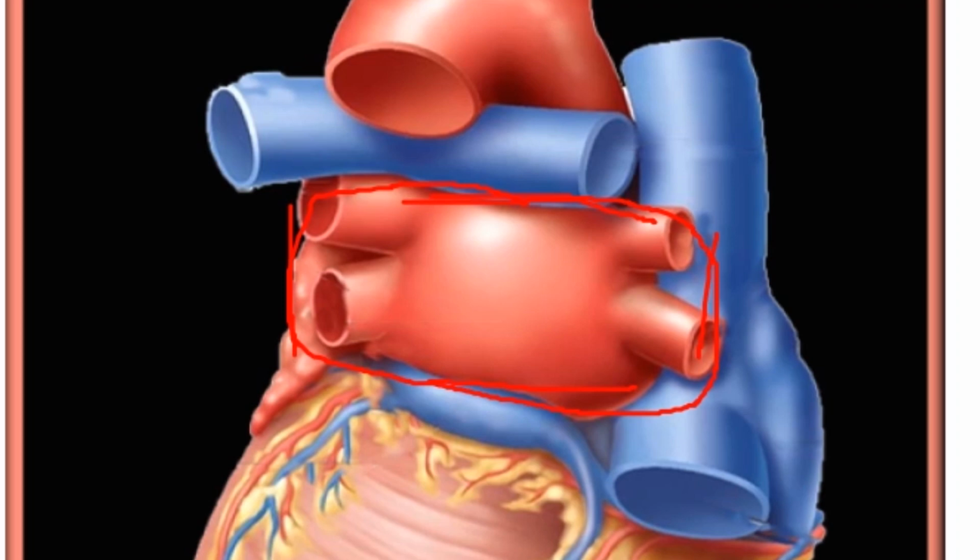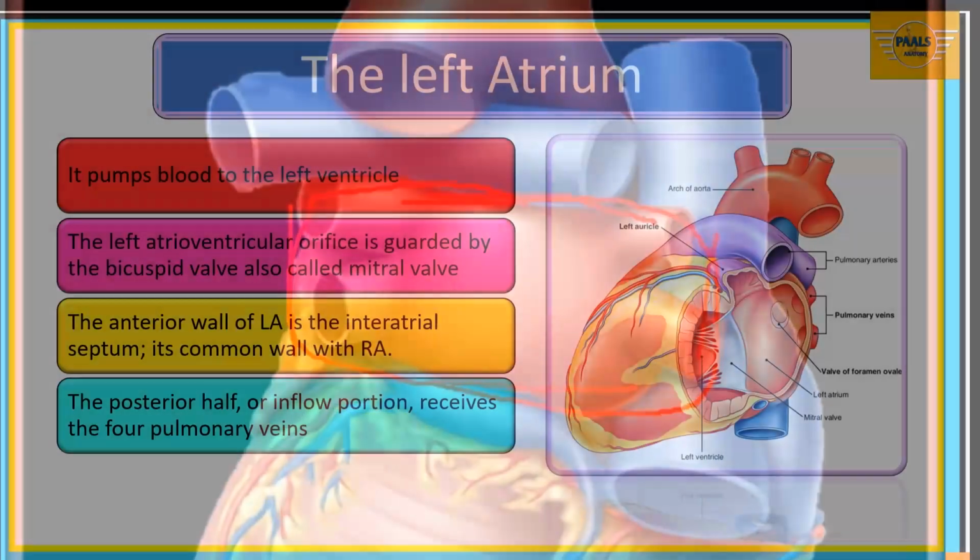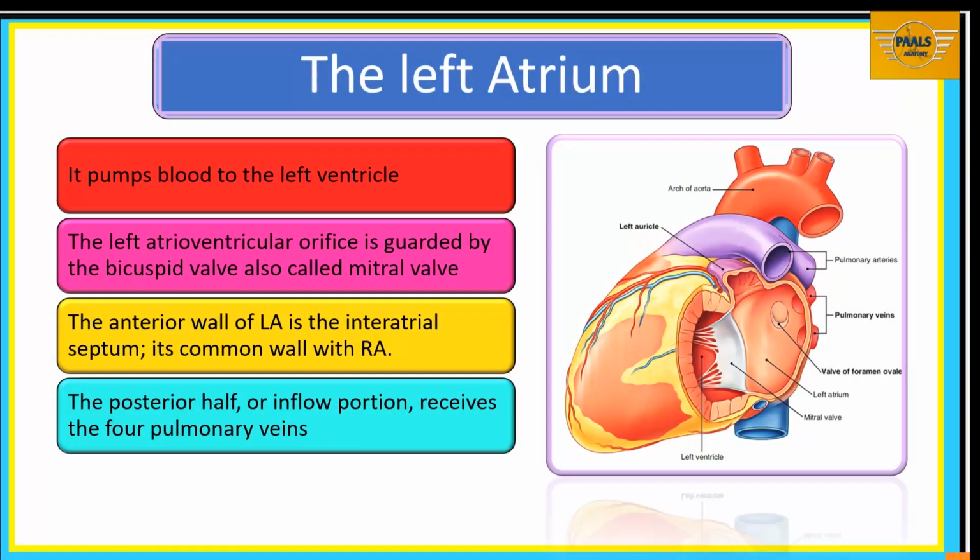We also noted that this part forms the left two-thirds of the base of the heart. We've mentioned all this in our earlier lectures where we were introducing the base of the heart. Now this part of the heart will receive oxygenated blood from the lungs via its 4 veins, 1, 2, 3, and 4. This part will pump blood into the left ventricle, and the left atrioventricular orifice is guarded by a valve.